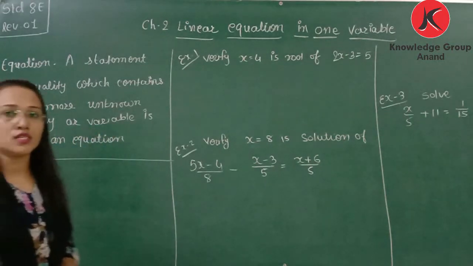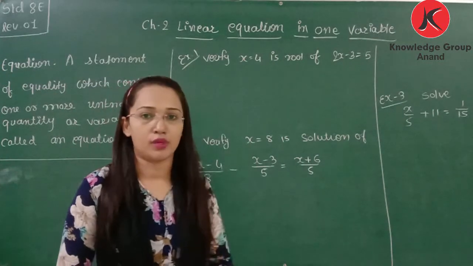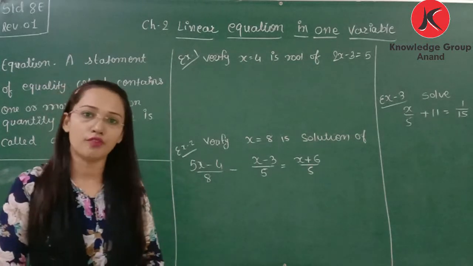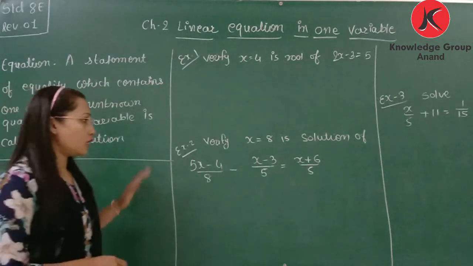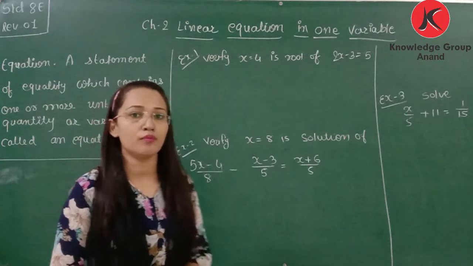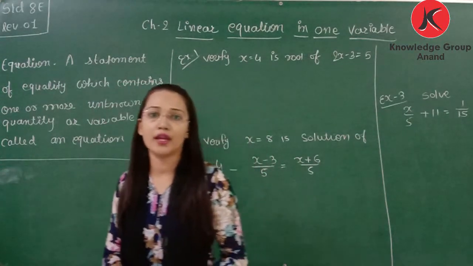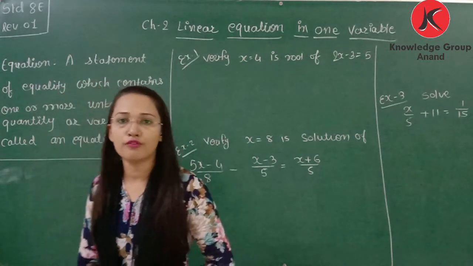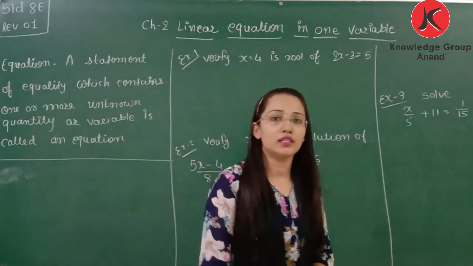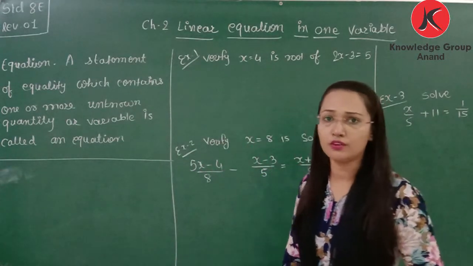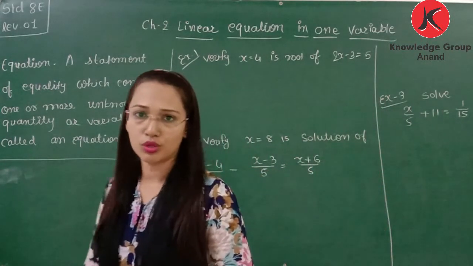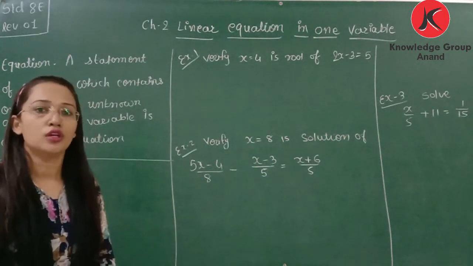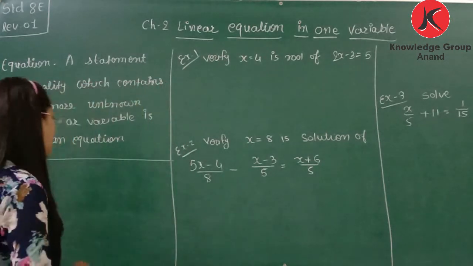Okay. Now what is a linear equation in one variable? We have only one variable because we learn about the equation that contains only one variable. Okay. So we have one variable. Linear means the power of variable is always 1, not more than 1. If power of variable is more than 1, then it is not a linear equation. For example, if we have an equation like x square plus 2, then it is not a linear equation. Why? Because here the power of x is 2. So let's take some examples.